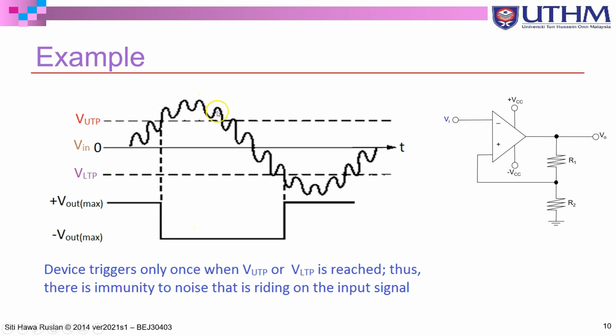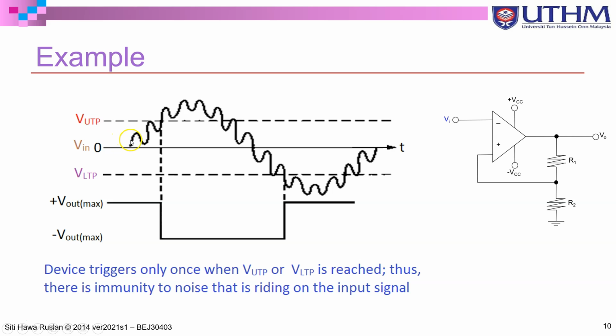As long as the input is greater than the lower threshold, now we are comparing with the lower threshold because the output is negative, meaning that this node is the lower threshold point. So we are comparing V in with the lower threshold point. As long as it is greater, your V out will stay negative because the input is coming to the negative terminal. And once your V in is less than the lower threshold point, your output will go positive again.